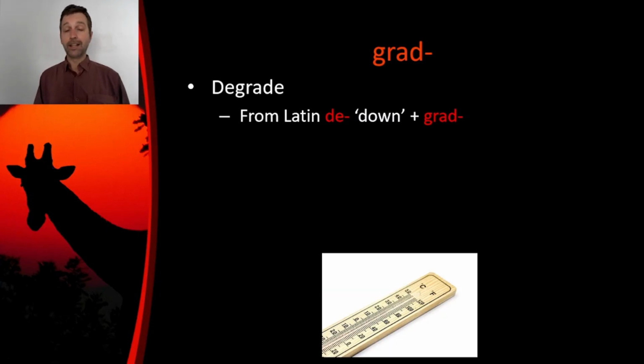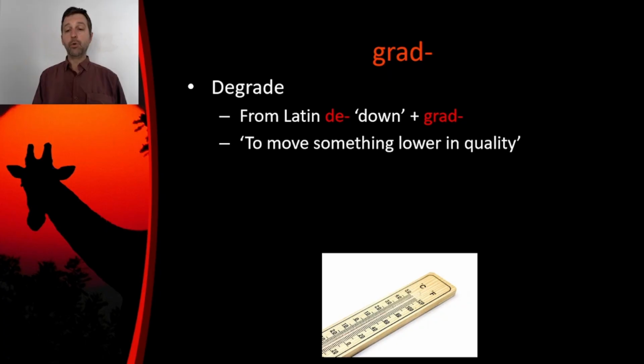D is just another one of these Latin prefixes that we have talked about before on this channel. It comes from the Latin prefix or preposition de, which means down. And so if you degrade, then you are moving something lower in quality. If you are degraded, you are moved lower in quality, something like that, all right? And so that's the literal meaning of this word to degrade.